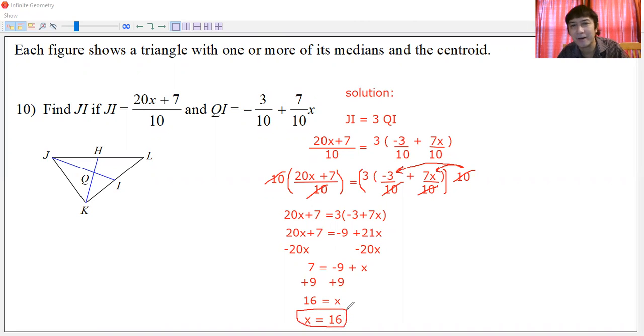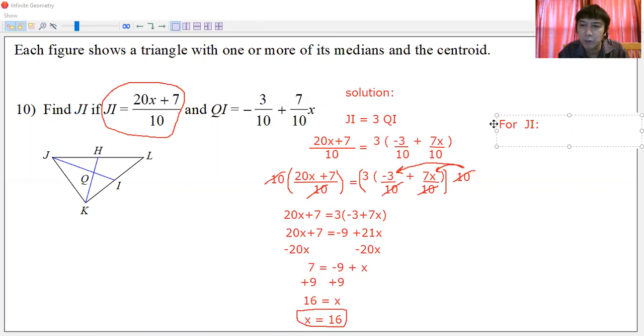Okay. All right. Next. What do we do next? We now have to compute for the requirement. We're asked to get JI. So we're going to use the formula over here, and we will use the right side of the screen. So this will be for JI.